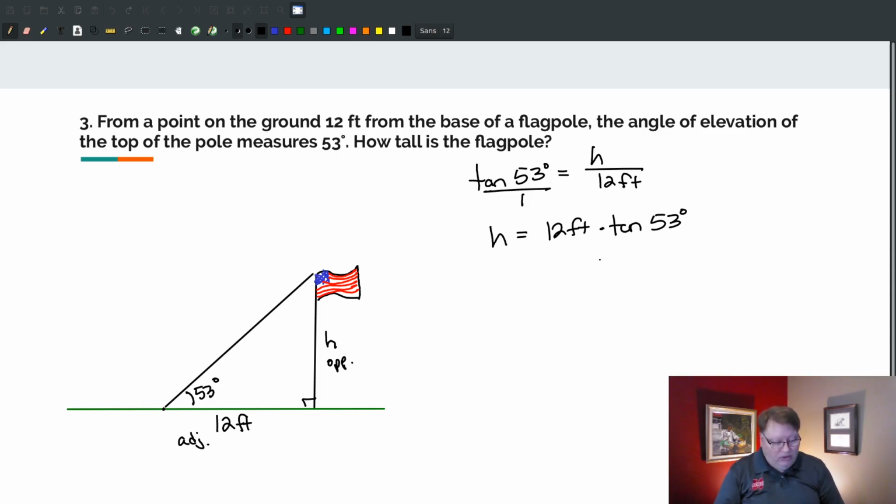We're going to say 12 feet times tan 53 equals, and we end up with a height of 15.92 feet.